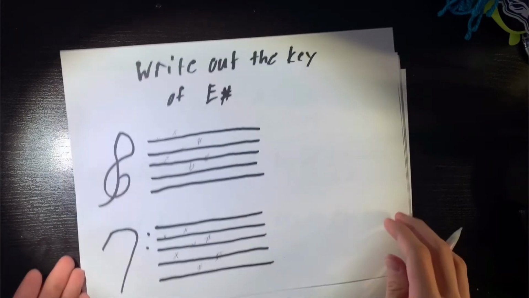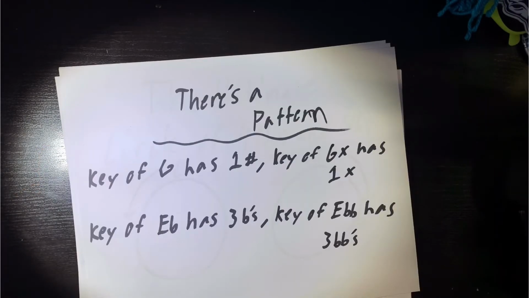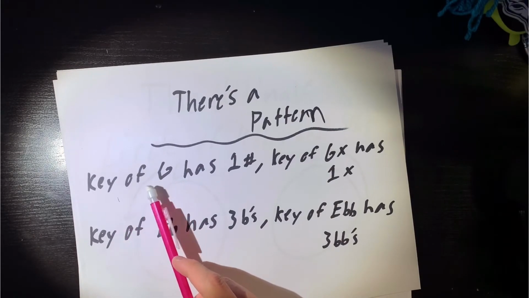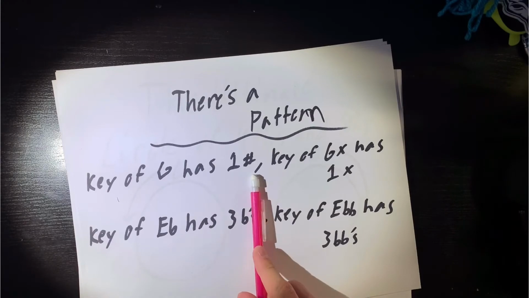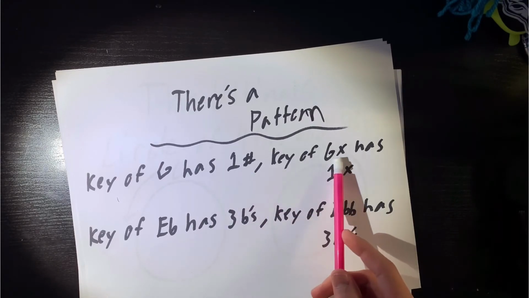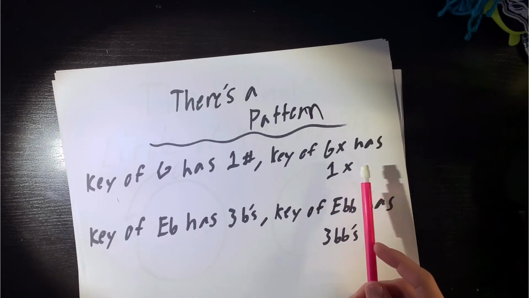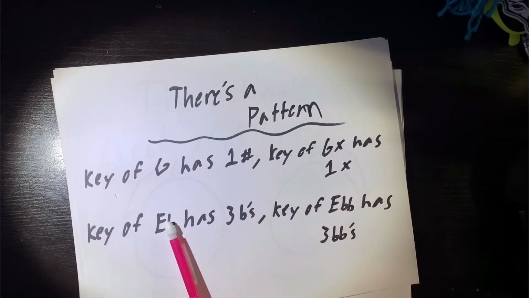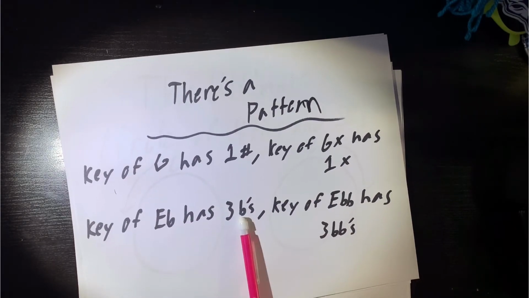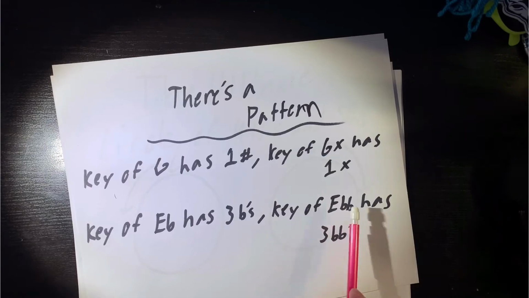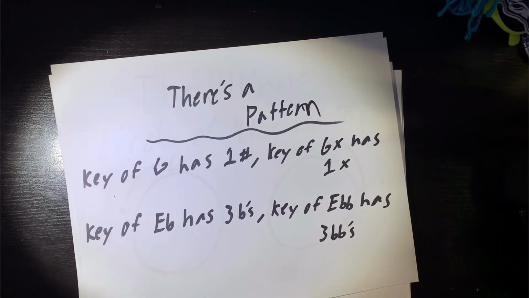Yep, makes sense? So I'm hoping that you noticed by now that there's a pattern. If we take the key signature of G, for example, which has 1 sharp, well, the key signature of G sharp also has 1 double sharp. Same thing in flats. The key signature of E flat has 3 flats. So the key signature of E double flat has 3 double flats. It's the same either way. So if I want to figure out the key signature of A sharp, well, A has 3 sharps, so A sharp has 3 double sharps. Pretty cool, right?